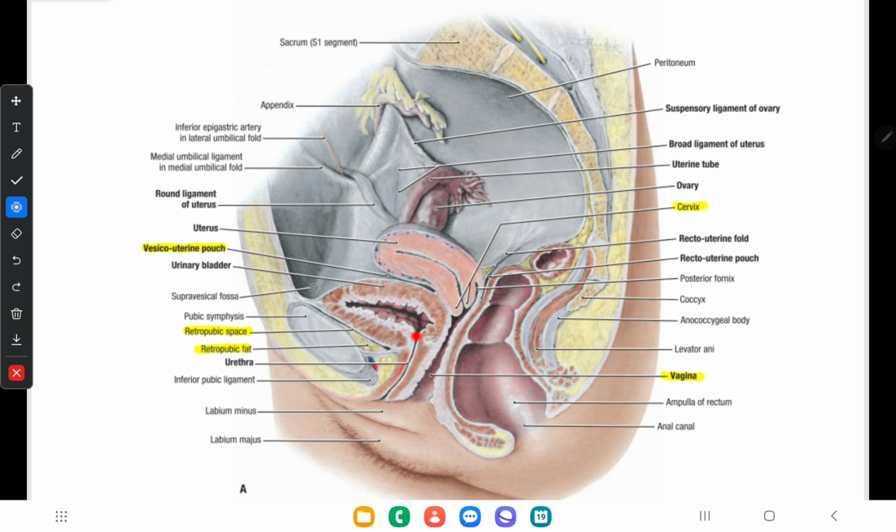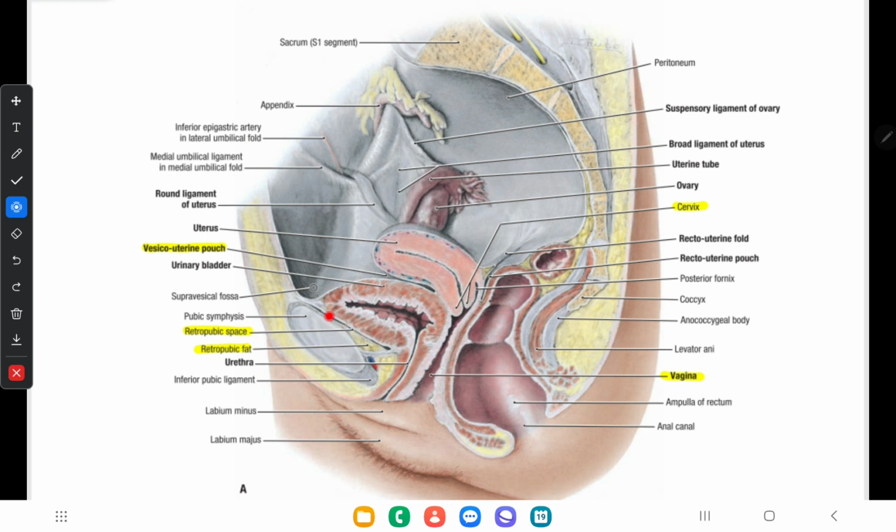When we talk about the shape of the bladder, the empty bladder is pyramidal in shape. You can see it is pyramidal in shape. It has an apex here, which is pointed anteriorly, and it has a base here, and also a superior surface, as well as two inferolateral surfaces. This area is the bladder neck.